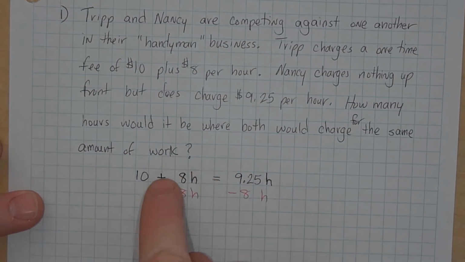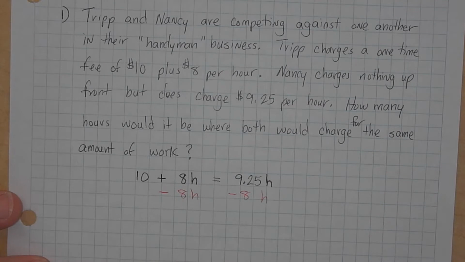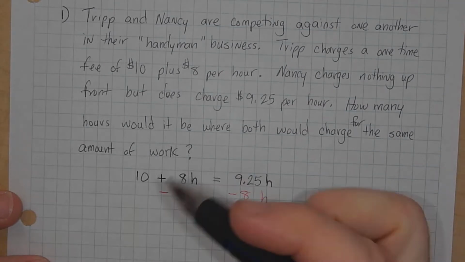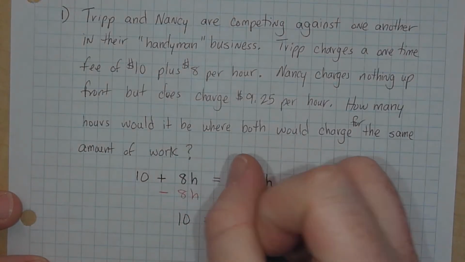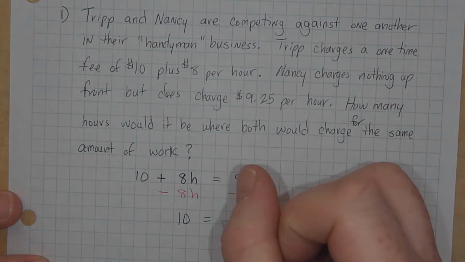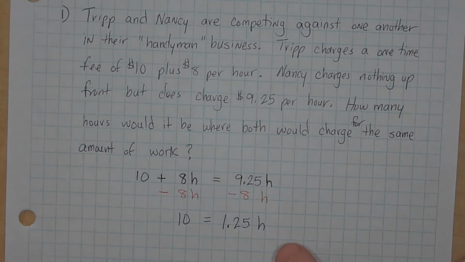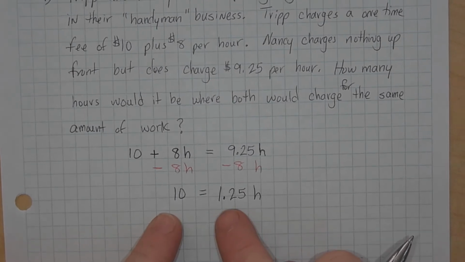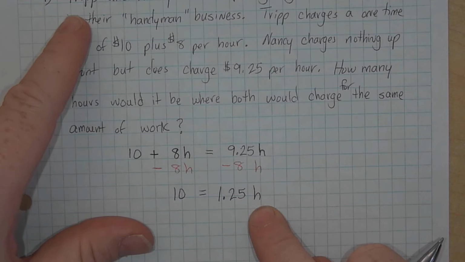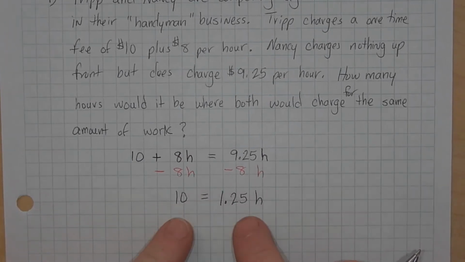This is going to cancel out because the opposite of adding 8H is subtracting 8H. So what you have left is 10 on this left side here, and then here you have 9.25 minus 8, which is 1.25, and then you bring down the H with it. So basically what it's saying is this: Nancy's charging $1.25 per hour more than Trip is, right? But Trip is charging $10 more up front. So that's the difference between the two.